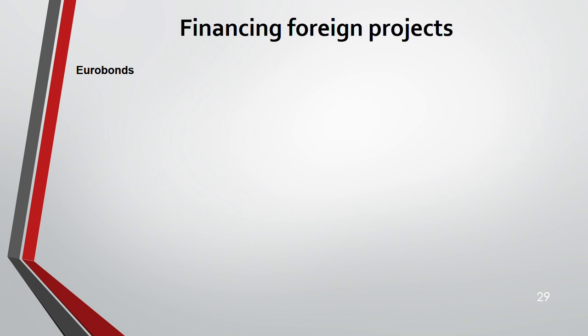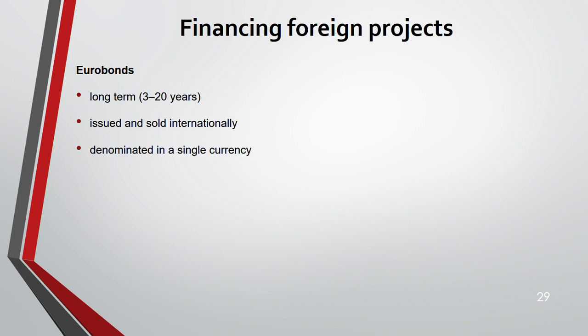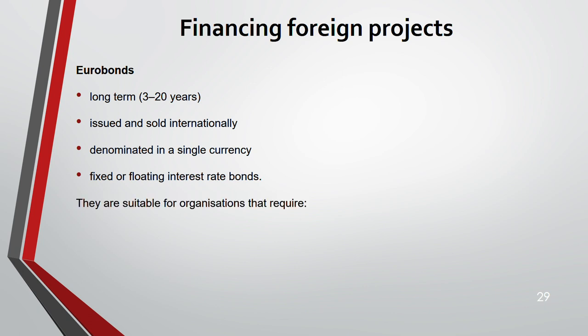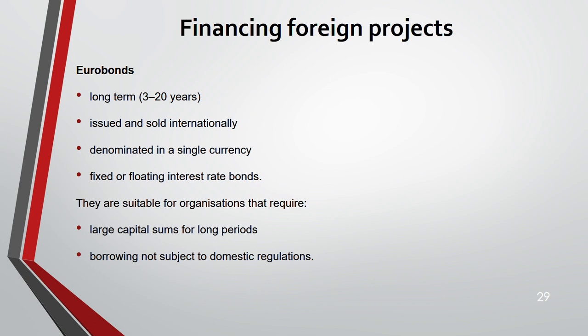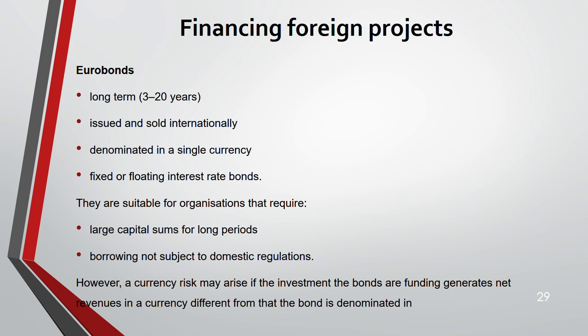Now we are moving to euro bond. Euro bond is long term. Euro notes, euro currency and euro bond, these three are separate terms. The moment you hear euro bond, it's long term. Long term is 3 to 20 years. And it is issued and sold internationally only. You cannot get a euro bond for domestic. It is denominated in a single currency, not many currencies. It is a fixed or floating interest rate bond. It could be either of these two. These are suitable for organizations that require a large capital sum for a long period, and the borrowing is not subject to domestic regulations. But there are risks. Currency risk is there.